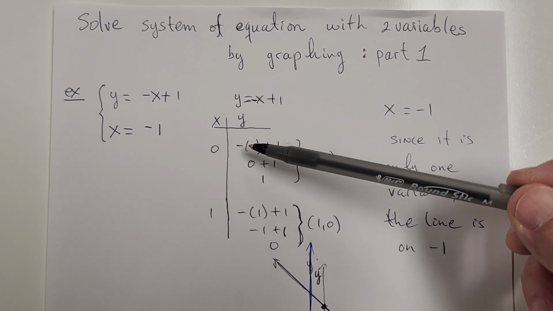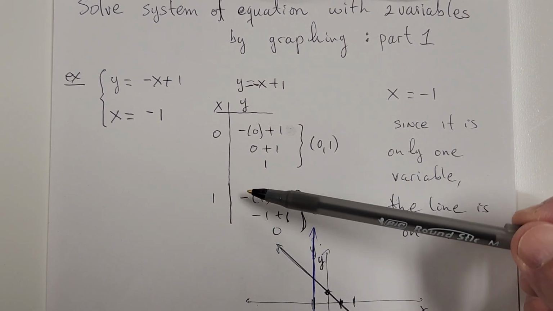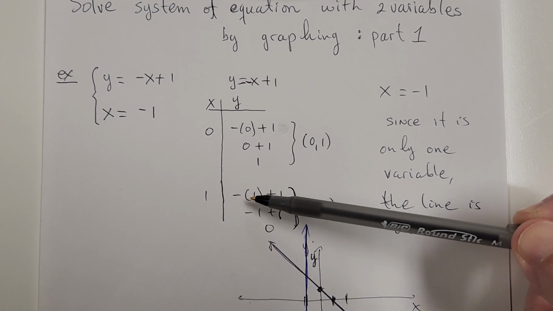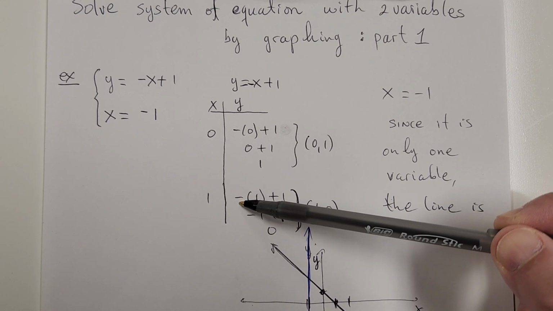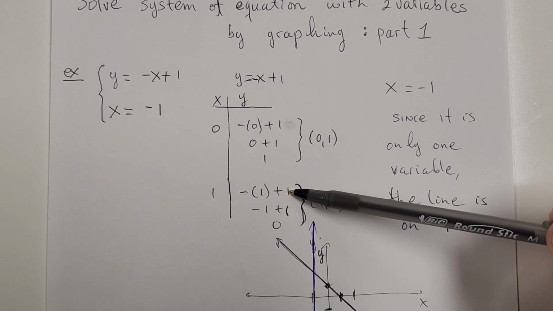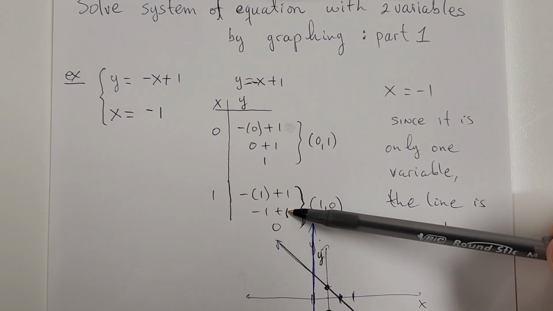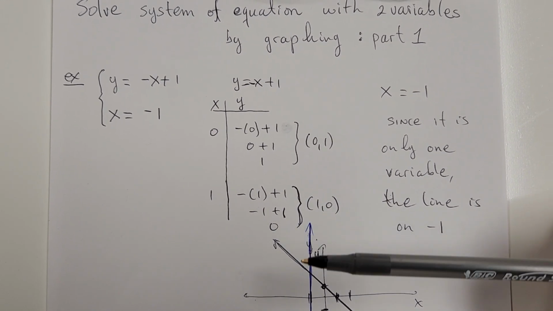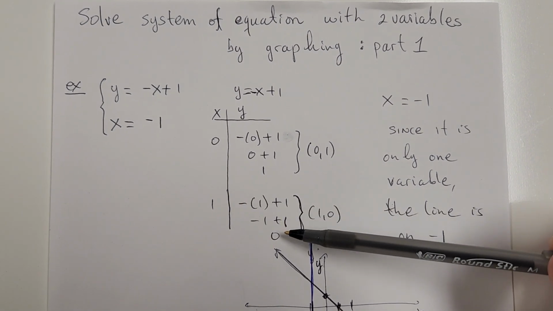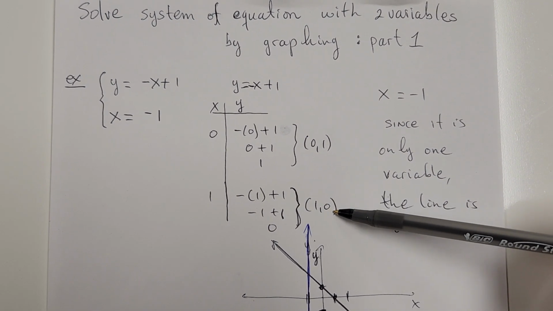The next number will be 1, so put 1 in for x. Here I have a negative in front, so negative times 1 gives me negative 1. Don't forget the plus 1 in the back, so negative 1 plus 1 gives me 0. So my second point or coordinate is 1, 0, which I have right here.